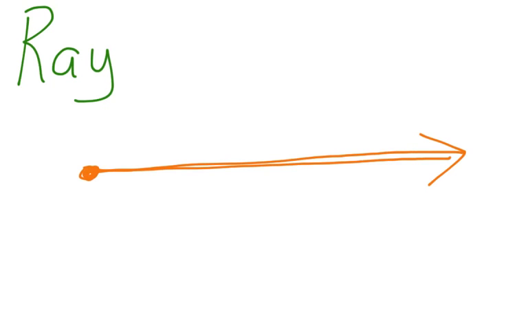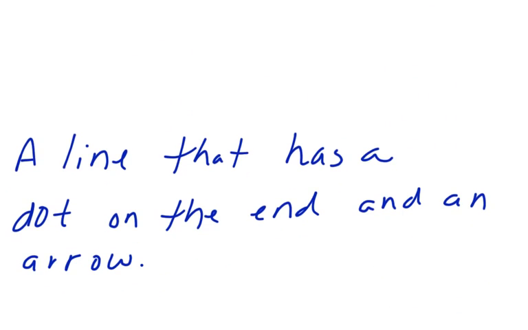Now let's talk about a ray. Just like when you shoot a ray gun, it has to start somewhere. So there's the period. You remember, it can't go to the other side, to the left of this period. But a ray is a line that stops at one point but can go on forever in another direction. Just like this one. It has a period. It can't go to the other side of the period, but it can go this way. And that is a ray, a line that has a dot on the end and an arrow, and it can go on forever and ever.